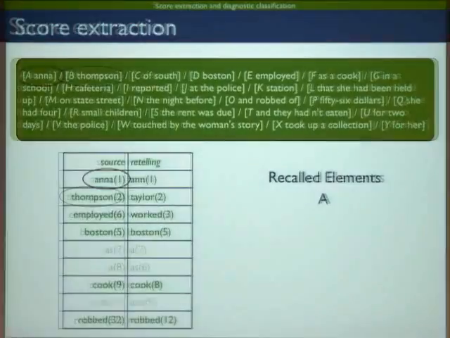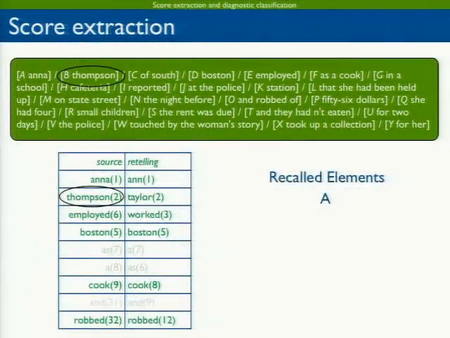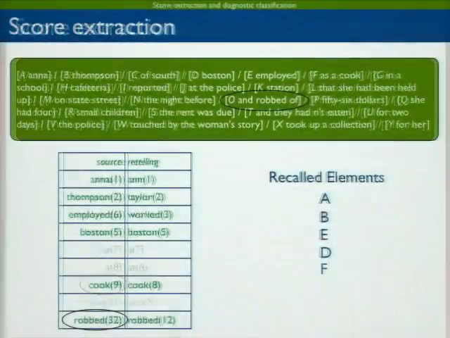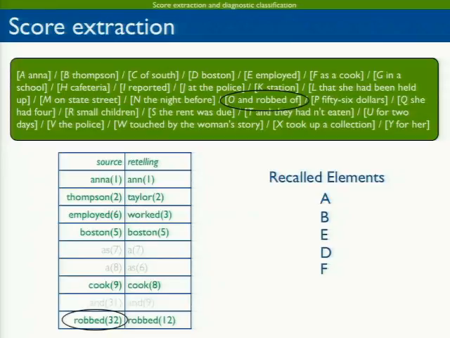It appears in element A. So this person got element A. Taylor aligns to Thompson. Where does Thompson appear? In element B. Worked, employed, element E, and so on. So that's how we get the scores. So we know for every element, did they get it or not?